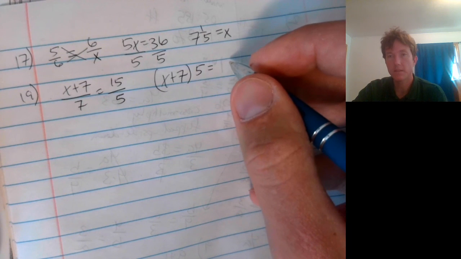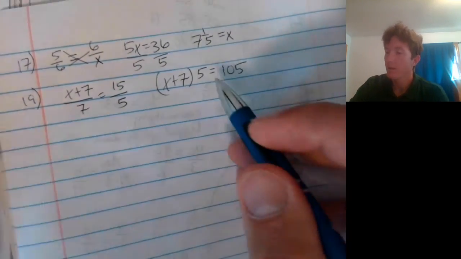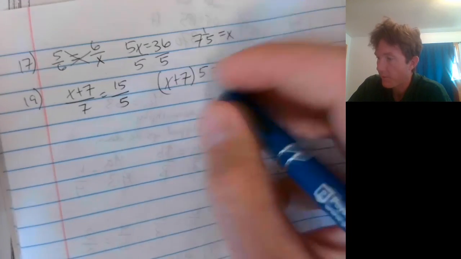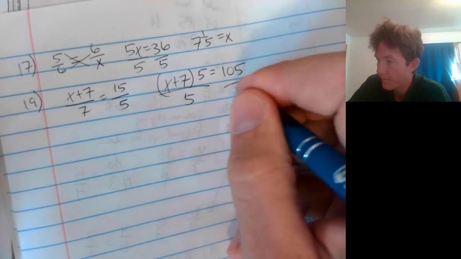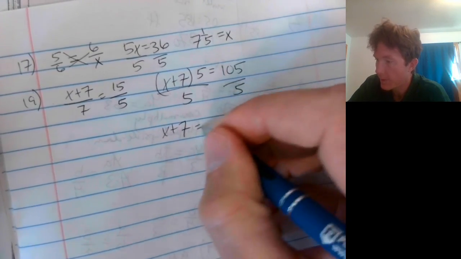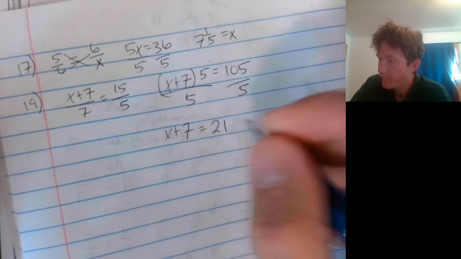7 times 15 is 105. Okay, I can distribute first, or I can just divide by 5. So I'll go ahead and do that. There's actually a lot of ways to do this one. So I get x plus 7 equals, that'll be 21.